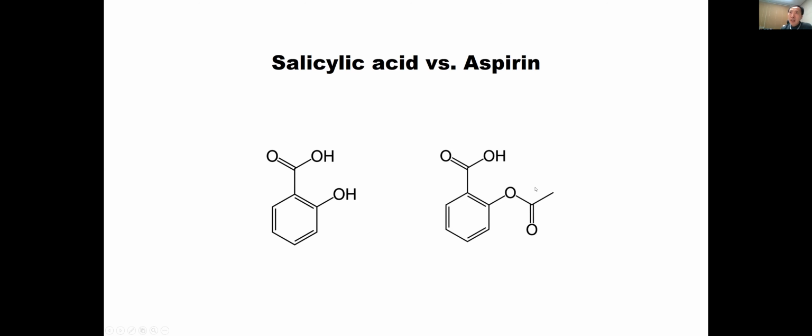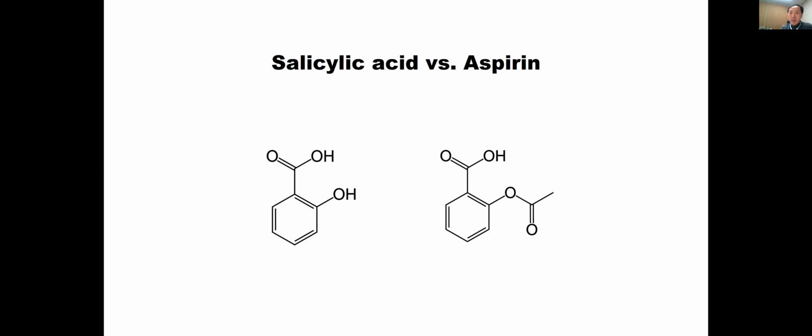Now in this case, by adding an acetyl motif here, and as a result, this molecule is more hydrophobic than this molecule. And this molecule's name is the famous aspirin. The active component of this molecule is salicylic acid. If you take aspirin, it's absorbed. Later, it's hydrolyzed here and releases this salicylic acid. That is the active component.